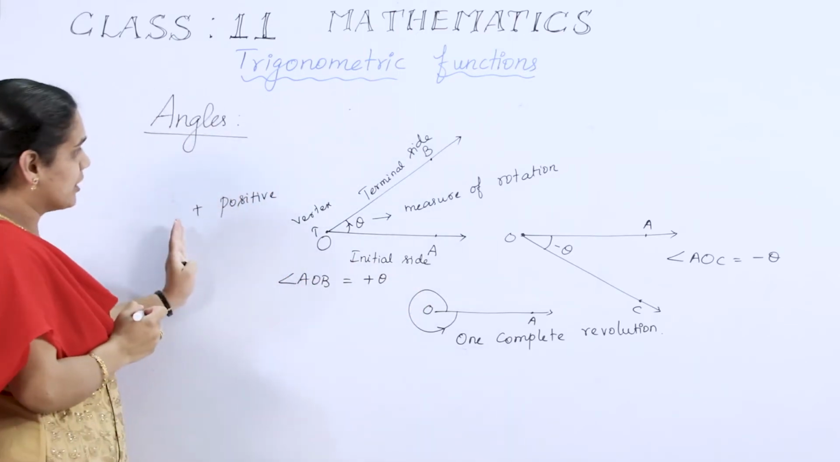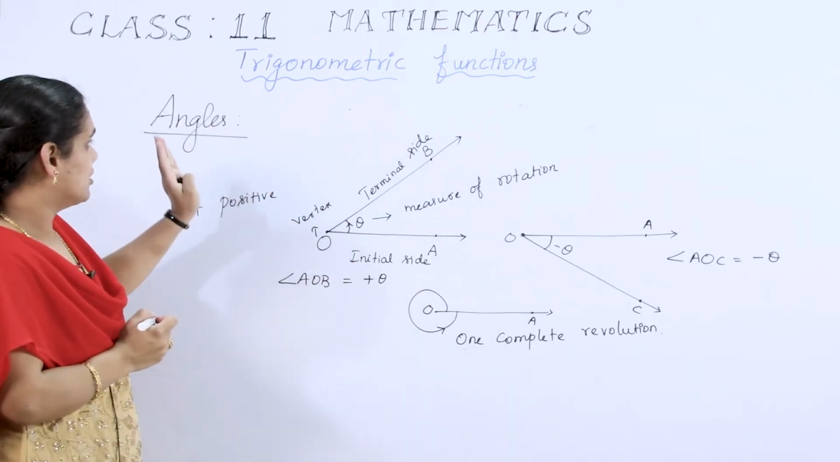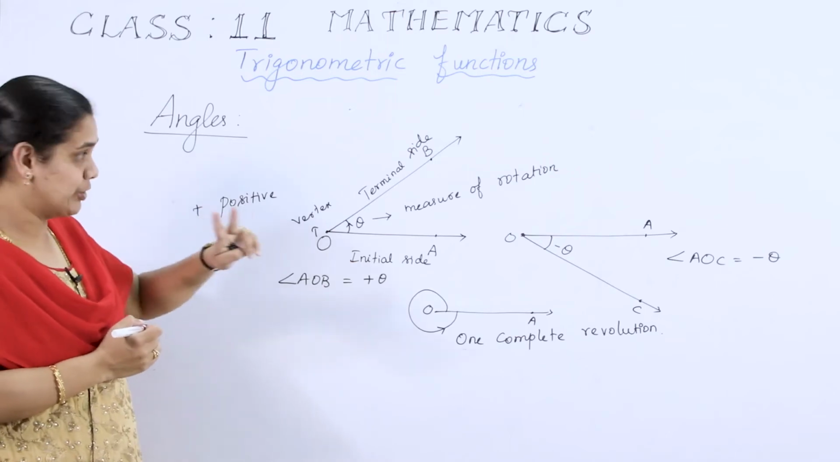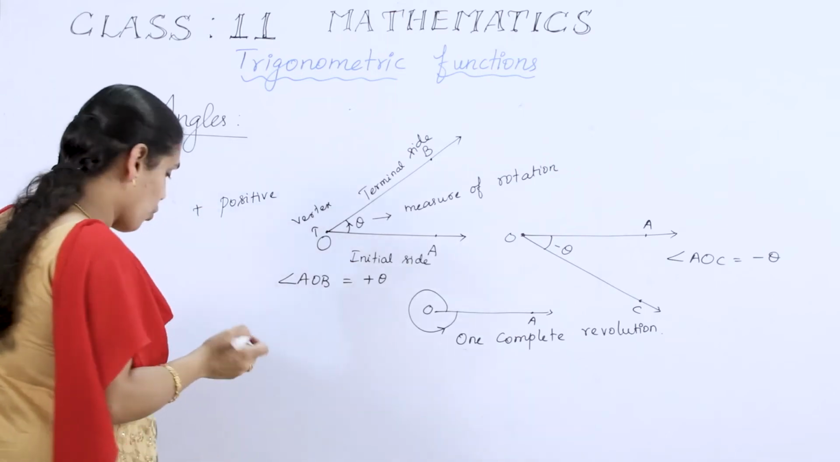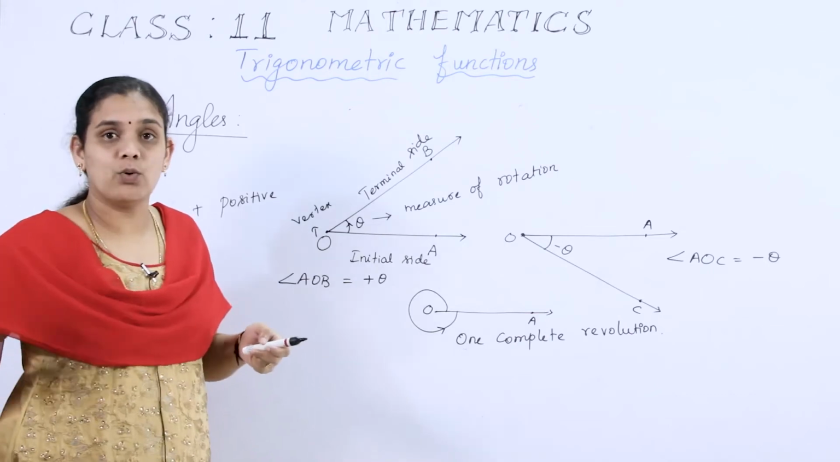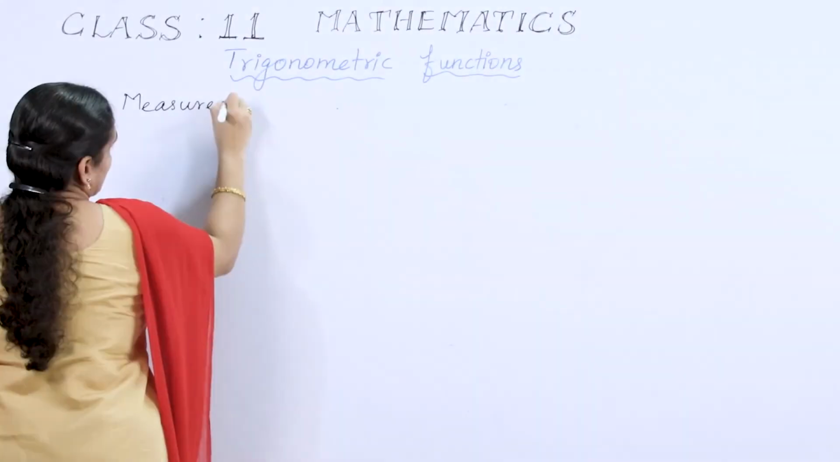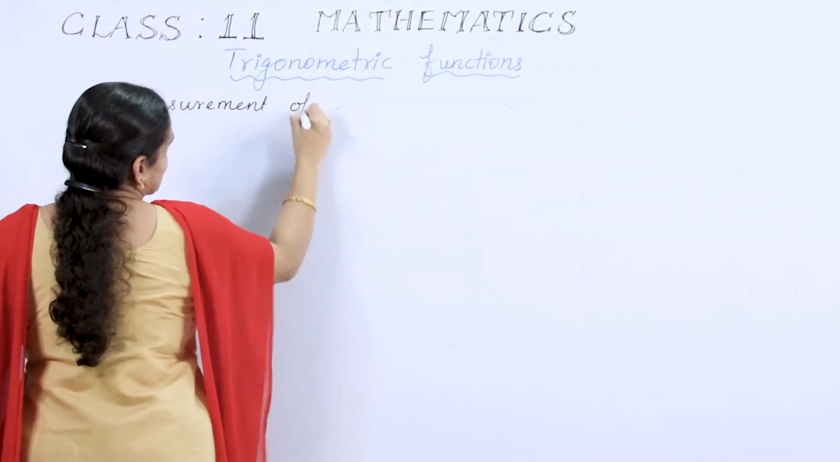Alright. And now we are going to learn the measurement of angles. There are 2 units to measure. Already you have learned one, that is degree measure. The other one is radian measure.